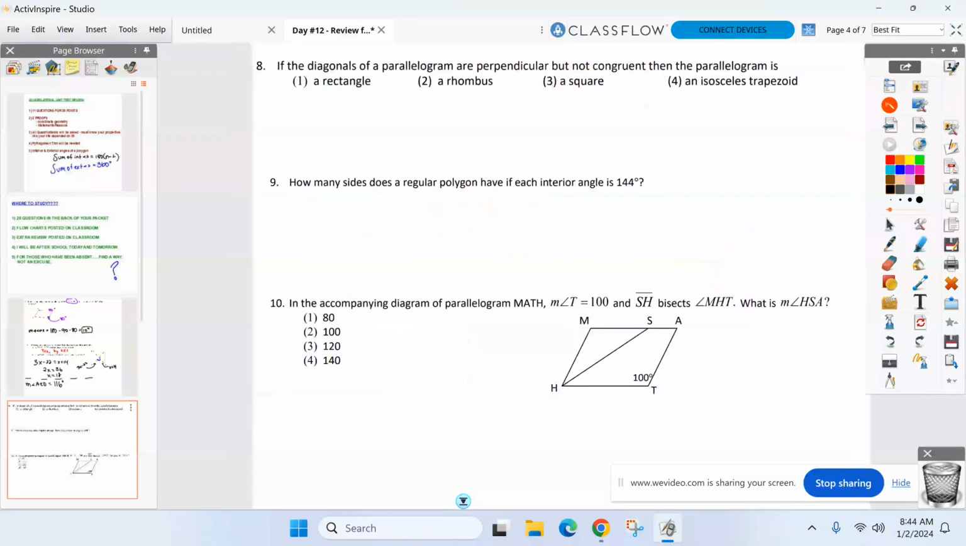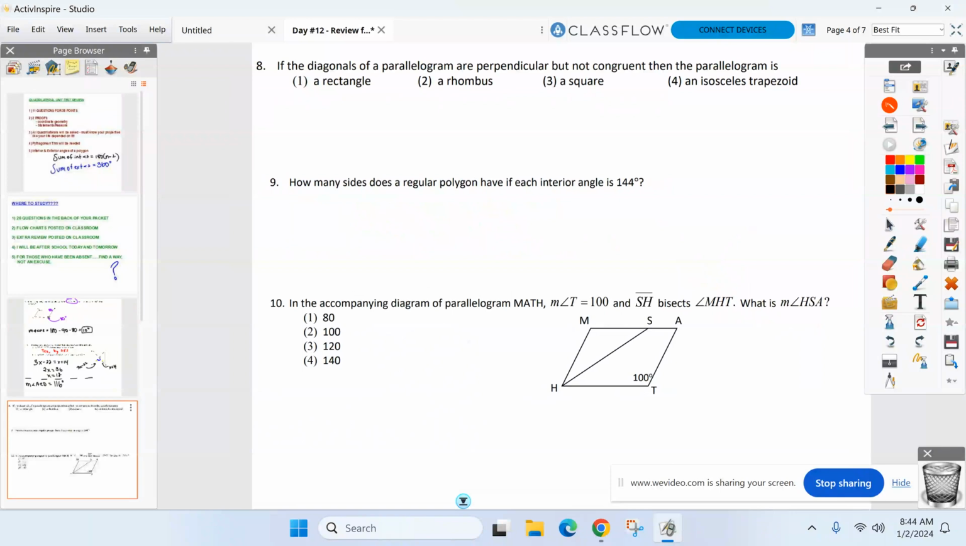Number 8, I'll just let you guys read 8, look at your properties if you need to, and figure out which one it's going to be. Diagonals of a parallelogram are perpendicular but not congruent. Can we at least eliminate one of these choices right away? Because we're talking about a parallelogram, aren't we? So which one are we eliminating right away here?